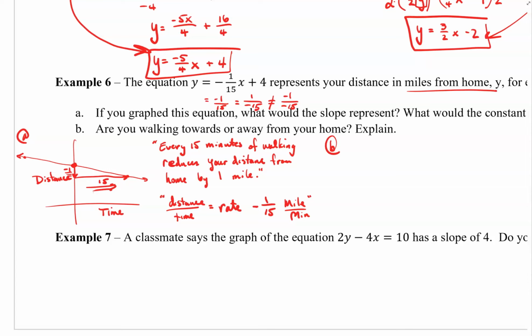For part B, are you walking towards home or away from home? Well, if we have a rate of negative 1/15, and the total distance from home is reducing, I think we are walking towards home. We could say that we're walking towards home, and I know that because the distance from home is decreasing.